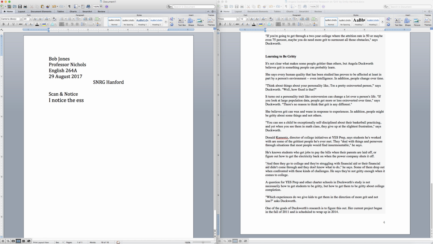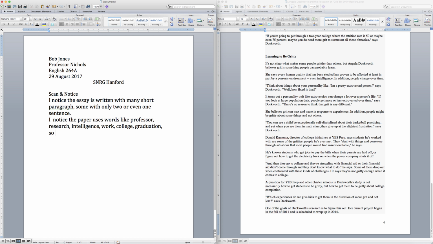Well, I notice the essay is written with many short paragraphs, some with only 2 or even 1 sentence. What else do I notice as I read through, just scanning it? I notice the paper uses words like professor, research, intelligence, work, college, graduation. So if I think about that for a moment, I'd say this is an academic paper, maybe by a professor. Alright, that's my notice, scan and notice.